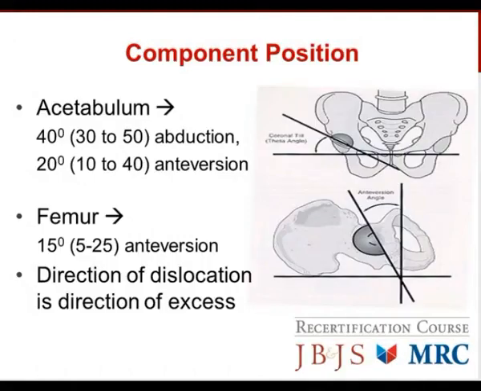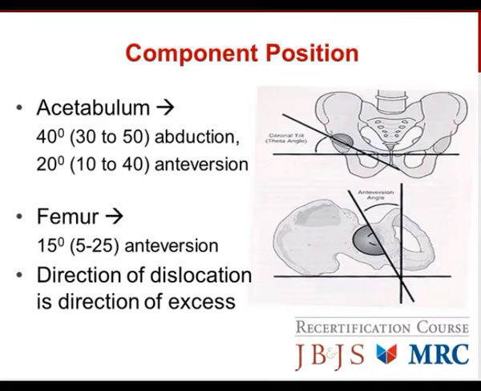Let's move on to component positioning in total hip arthroplasty. It's important to know where to put the implants. On the acetabular side, we speak of the so-called safe zone. This involves trying to put a cup in at about 40 degrees of abduction, the range being from 30 to 50 degrees. And in terms of anteversion, you want to aim for approximately 20 degrees, somewhere between 10 and 40 degrees.